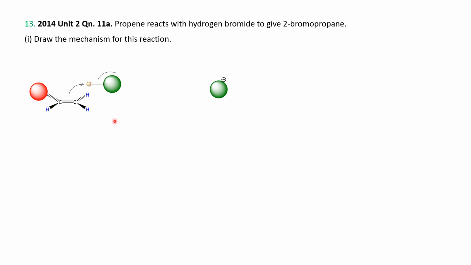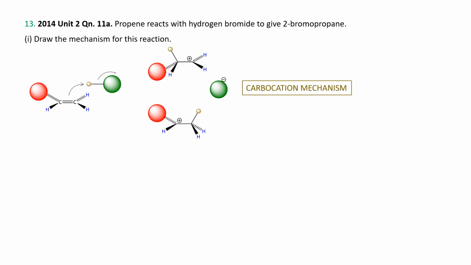The hydrogen can pop in and bond on carbon 2 here, leaving the positive charge on carbon 1, or alternatively the hydrogen can bond to carbon 1, leaving the positive charge on carbon 2. Okay, now we've got a carbocation intermediate, so it's a carbocation mechanism.